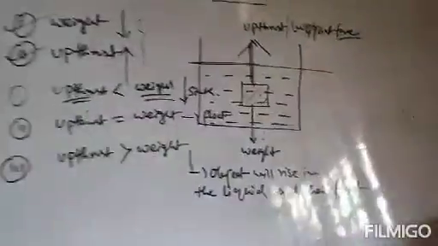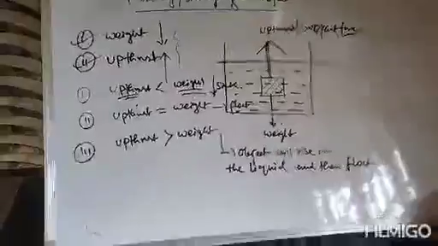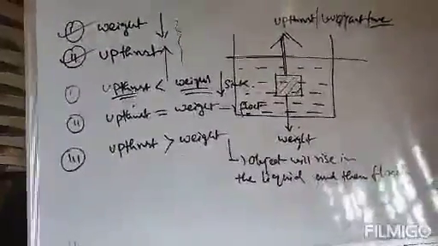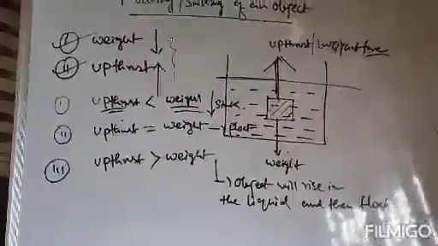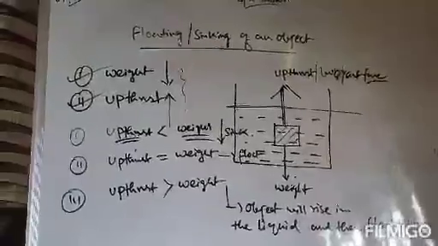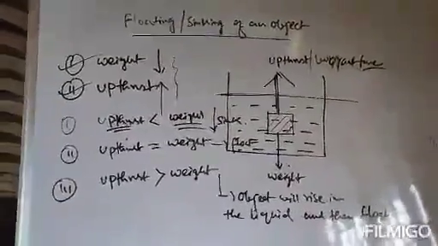That is the condition. There are three conditions. When upthrust, or the buoyant force exerted by the liquid, is less than the weight of the object, the object will sink. When both the forces are equal, that is, the upthrust or buoyant force given by the liquid is equal to the weight of the object, then the object will float.